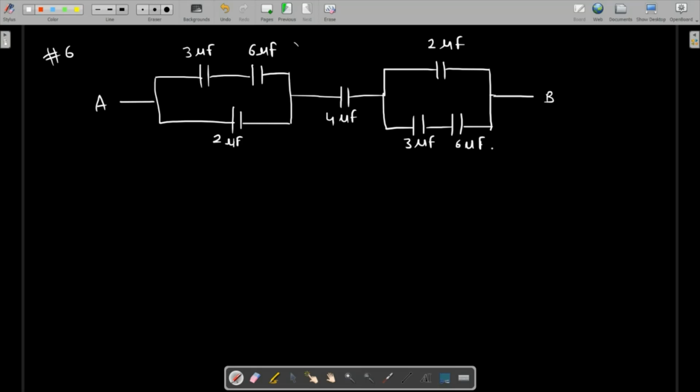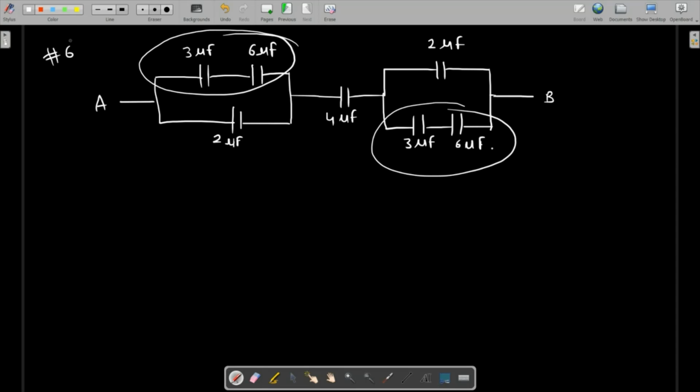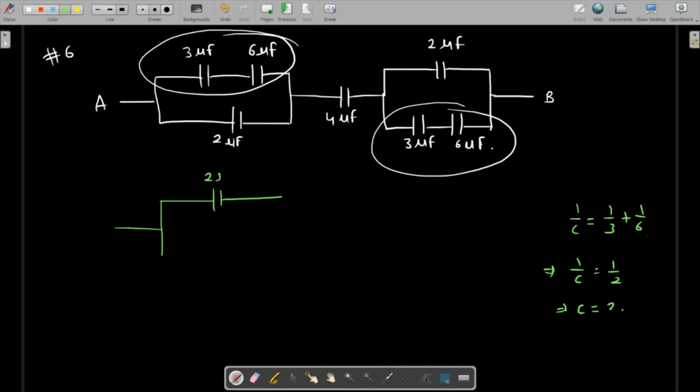So we're going to do it in pieces. First, we are going to find the equivalent capacitance of these two parts. So that's going to look like these are in series. So the equivalent capacitance is going to be 1 over C is equal to 1 over 3 plus 1 over 6. So this is going to be 1 over 2. 1 over C is 1 over 2, which means that C is 2. So we are going to replace this by 2 microfarad.